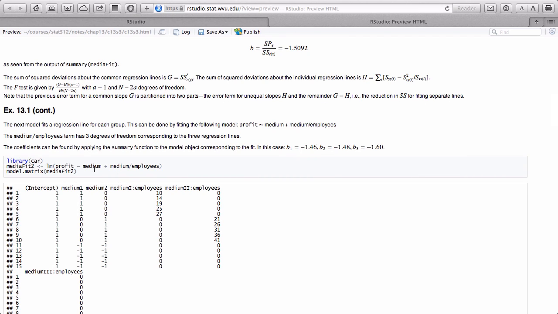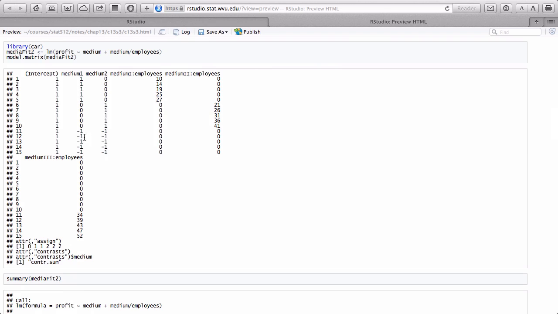That's the model object, and I have median plus median / employees. So I'm looking at different intercepts for each median, but I'm looking for different slopes, and that slash is called a nesting operator. I'm nesting employees inside of median. Now we've talked about the nesting operator before when we did nested models. Okay, so that's the model we're going to do, and just to show you, here's the model matrix.